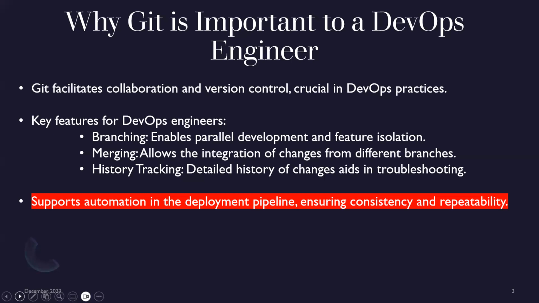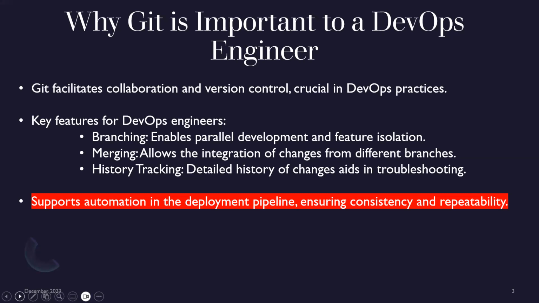After you have created your own isolated branch, Git also allows you to integrate the changes from different branches into the main source code. And of course, we have the last feature, which is very important, which is history tracking. Git here in this case helps to keep a detailed history of all the changes that are made to the source code.